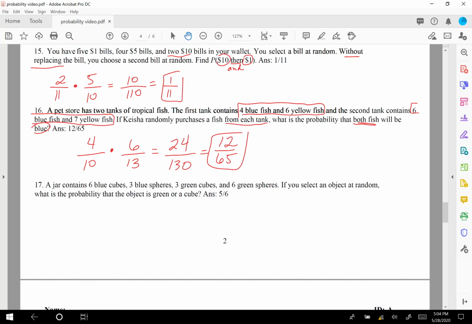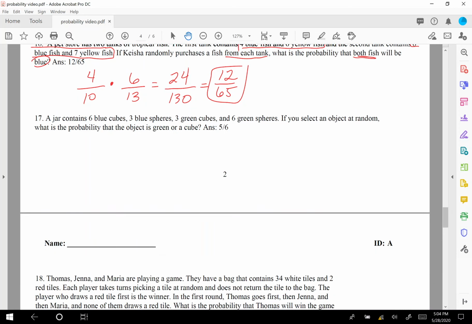Okay, next. And this is an interesting one. A jar contains 6 blue cubes, 3 blue spheres, okay, 3 green cubes, and 6 green spheres. Okay, so be careful. There's colors and shapes on this one.